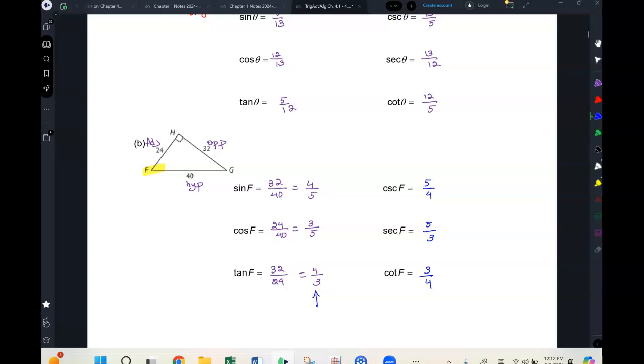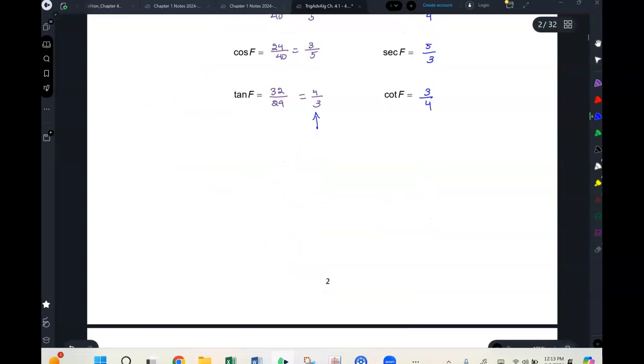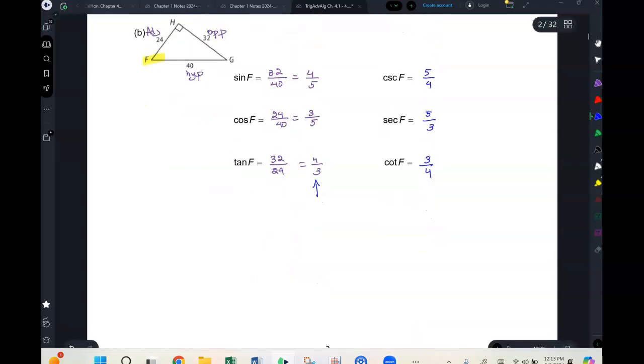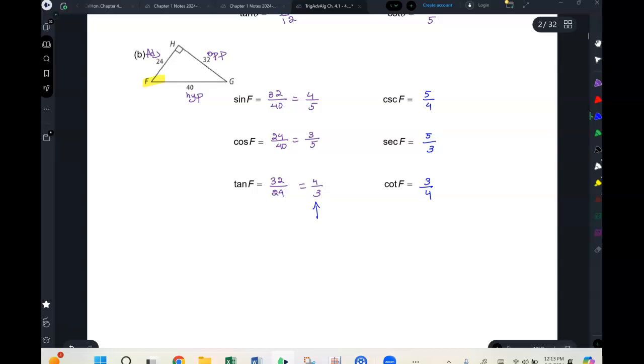Do you all know how to do that on your calculators? How to reduce it on your calculators, right? Okay. Questions so far? Let's say you plug in 32 over 40. And do you know how to get 4 over 5 from that?